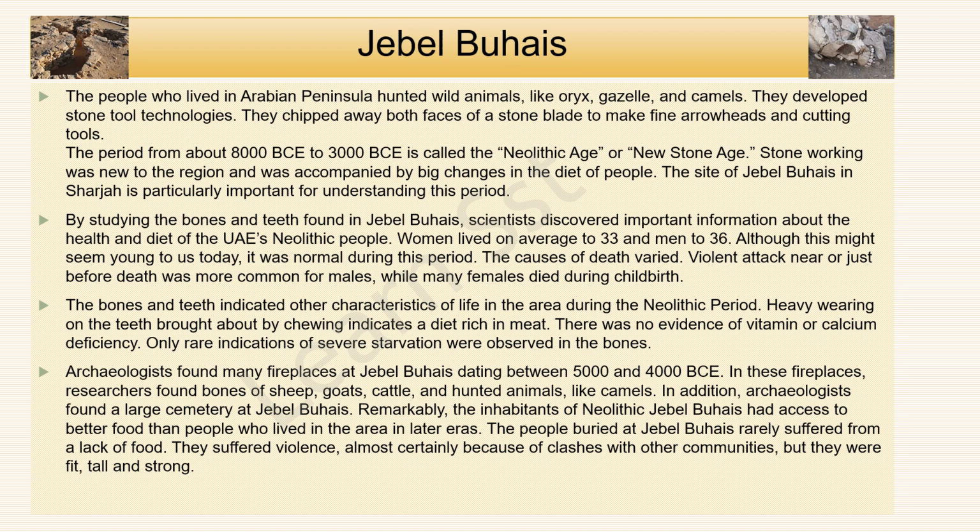Next, archaeologists found many fireplaces at Jebel Buhes dating between 5000 and 4000 BC. In these fireplaces, researchers found bones of sheep, goat, cattle, and hunted animals like camels. In addition, the archaeologists found a large cemetery. So it was a huge graveyard at Jebel Buhes. Remarkably, the inhabitants of Neolithic Jebel Buhes had access to better food than the people who lived in the area in later eras.